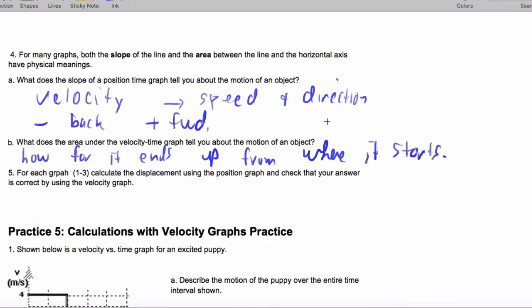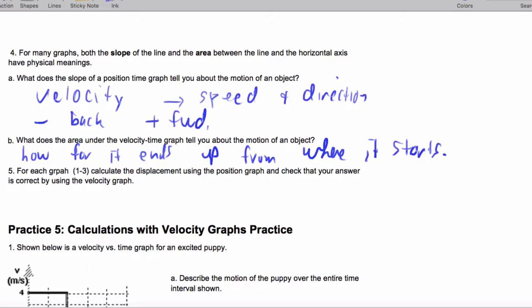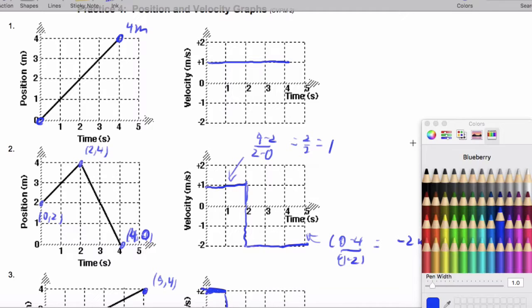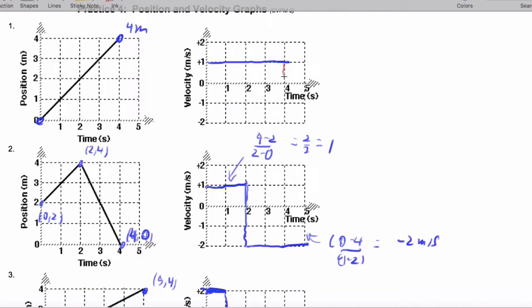Okay, and then we're going to actually use the displacement graph and the velocity graph to check and make sure that that works. So for example, here, the displacement is where I end up from where I started. I started at 0 and I ended up at 4, so my displacement is 4 meters. Now, according to the Buggy Lab, extension lab, mini lab that we did, if I get this area here, my width is 4, my length is 1. 4 times 1 is 4 meters.